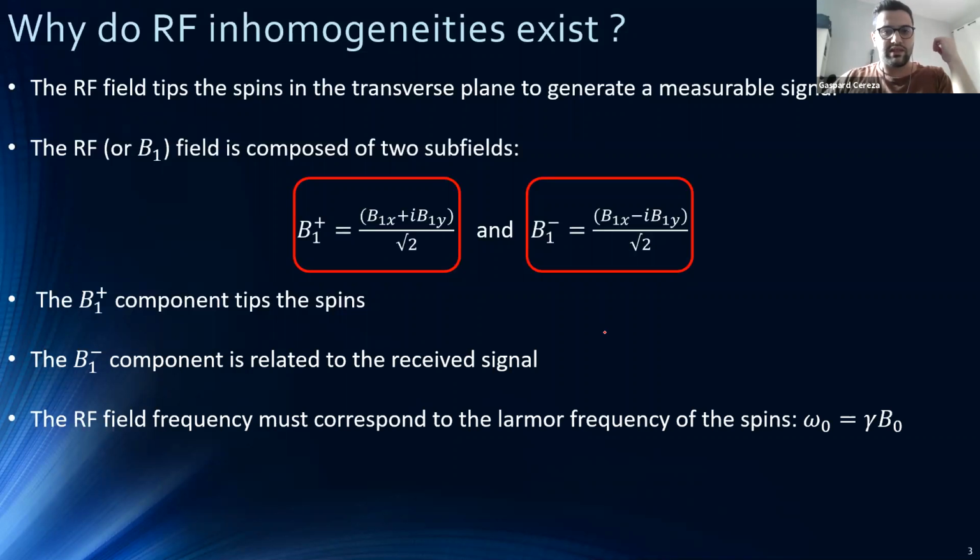And in order to tip the spin efficiently and to be able to record a signal, the RF field frequency must correspond to the Larmor frequency of the spins, which is given by gamma B naught, where gamma is the gyromagnetic ratio of the spins and B naught is the main static field strength, so the strength of the scanner.